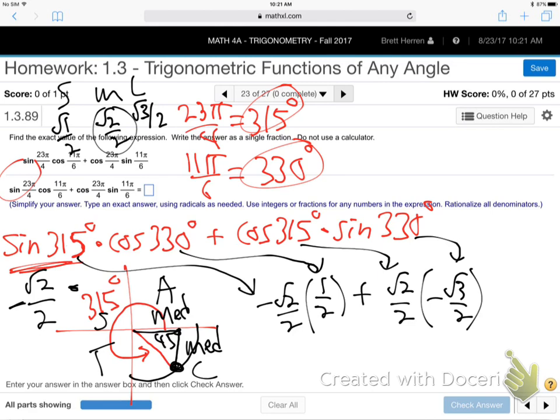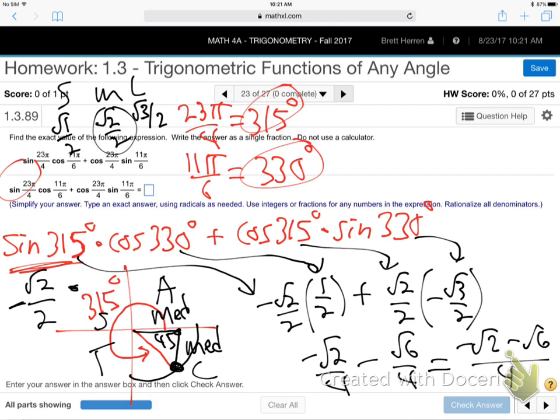When you do all the little triangle work for all 4 of those, that's sine 315, cosine 330, cosine 315, sine 330, you'll get those 4 answers. Then that's minus root 2 over 4, and this is also going to be minus, because positive times negative, root 6 over 4. Put that together, minus root 2 minus root 6 all over 4. Done. That's the answer on that one.